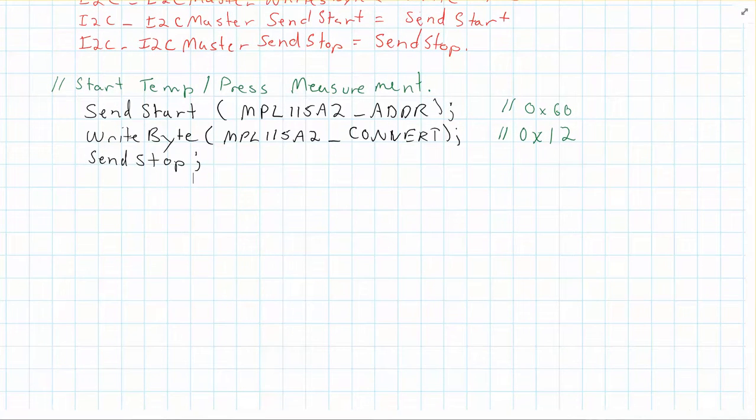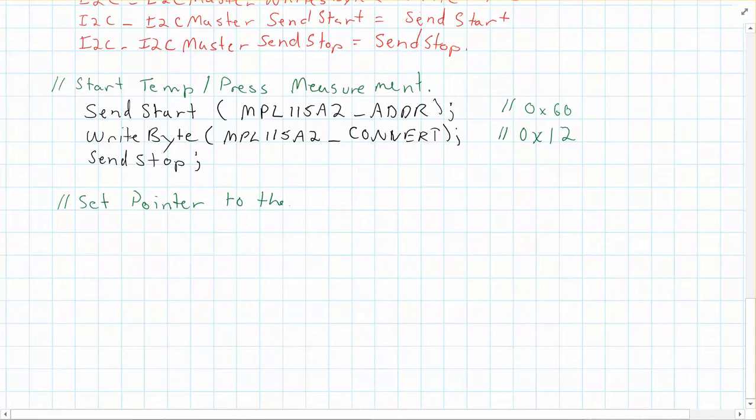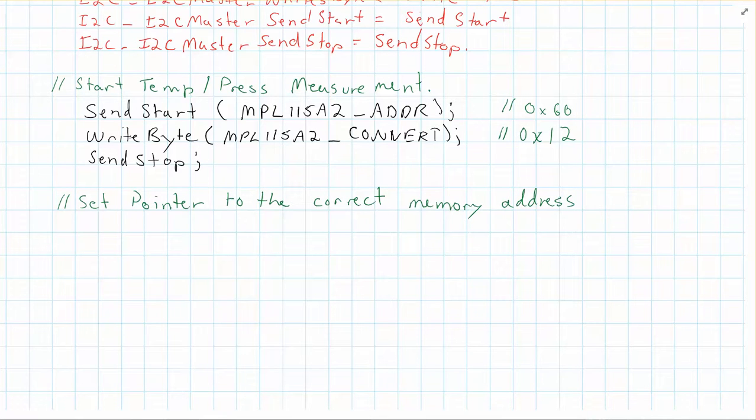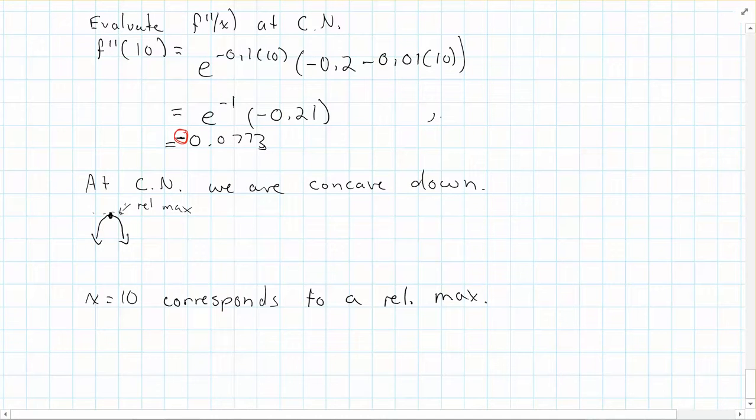Now we're ready to read the pressure and temperature data in. Well, in order to read that pressure and temperature data in first, we need to set the pointer to the correct memory address. So it seems silly that we sent a stop and now we're going to have to send another start. Oh, I made a big mistake here. We have to put this, whoops, got to a different class here, just a second.